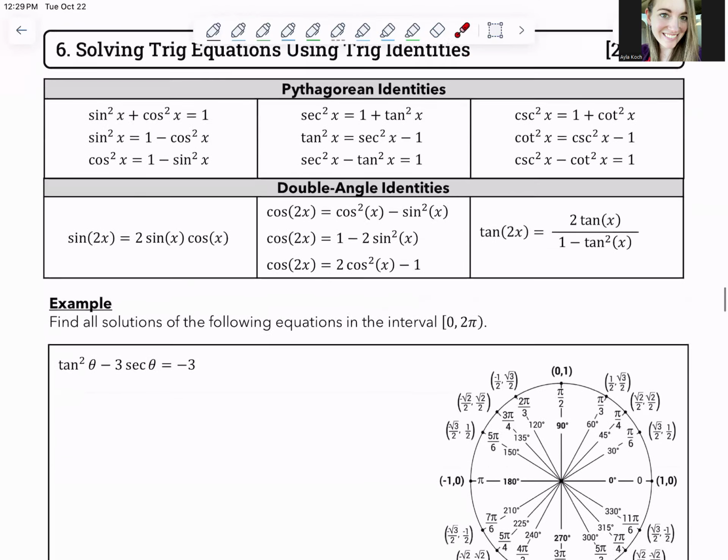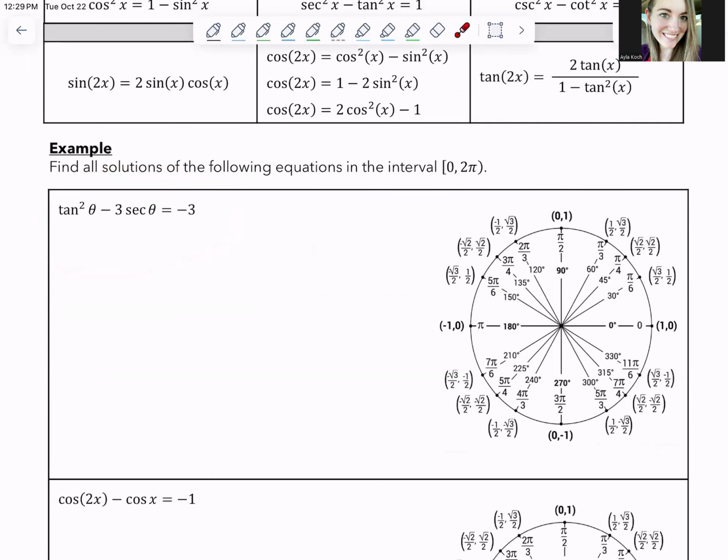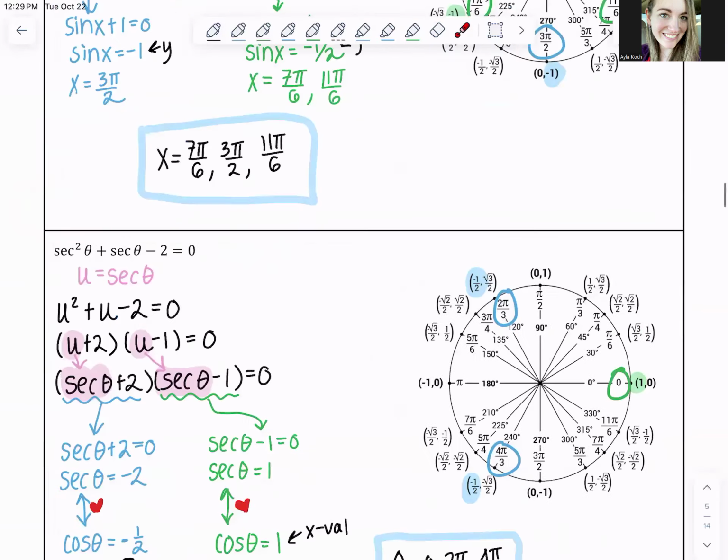You're going to see some trig equations that look similar to things we've seen, but they're different because they can't be solved using any of the techniques we've worked on so far. So I look at tangent squared theta minus 3 secant theta equals -3. And this is troubling to me.